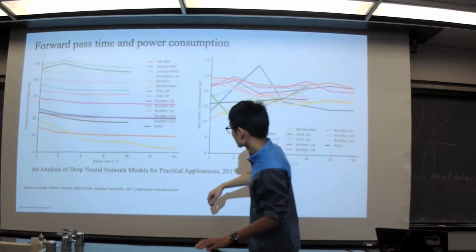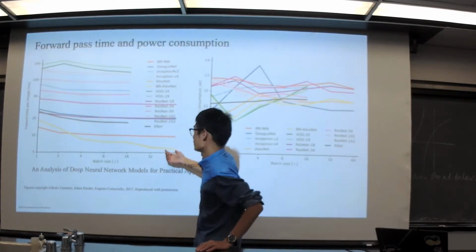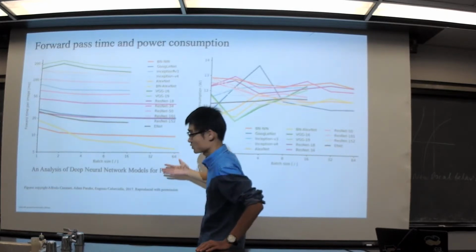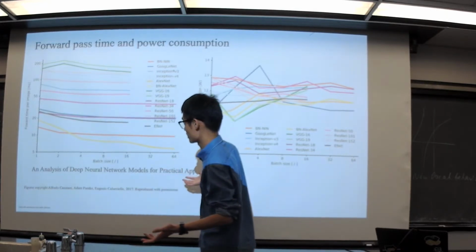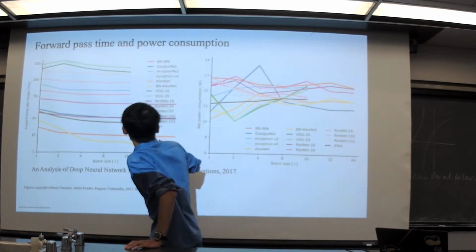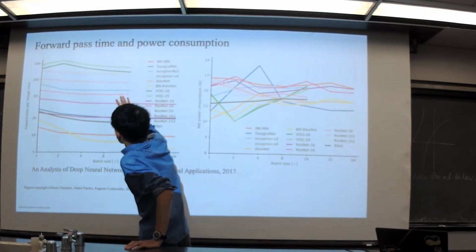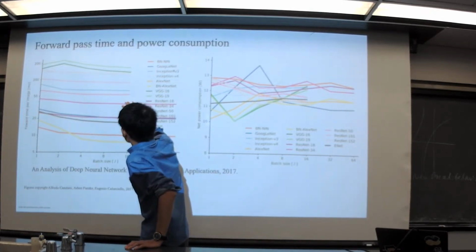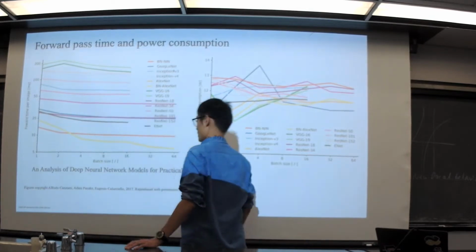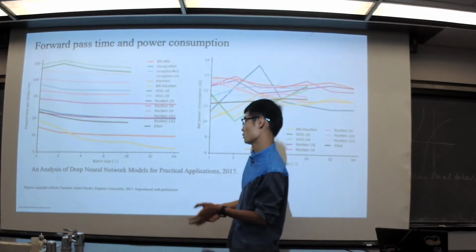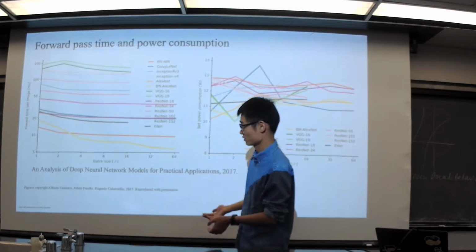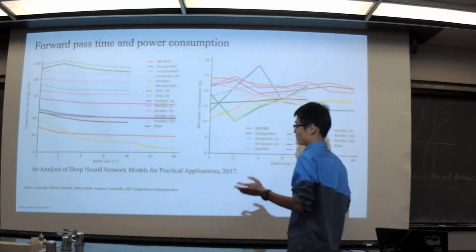Anyway, AlexNet is very fast, but so what? It gives wrong predictions. Here's the ResNet. Here's the ResNet. It's in the middle. So we have a very reliable prediction with a pretty fast forward processing speed.